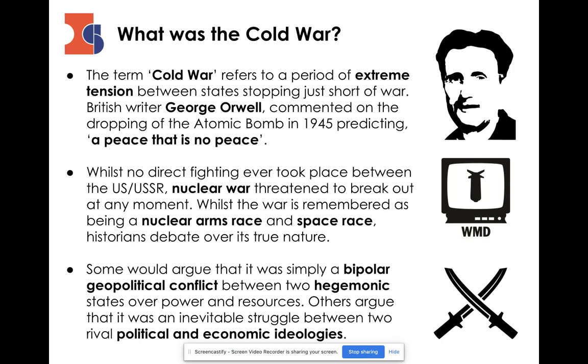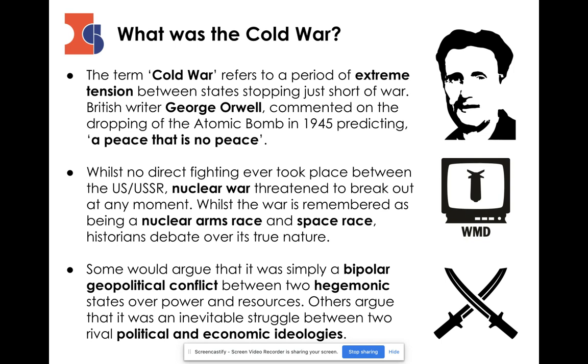The famous British writer George Orwell almost predicted the Cold War in the few years before it. He actually interpreted the dropping of the atomic bomb on Japan in 1945 as bringing a peace that is no peace to the world. With the threat of nuclear weapons from 1945, there would always be a lingering sense of destruction, I guess, in global politics, and the world had fundamentally changed.